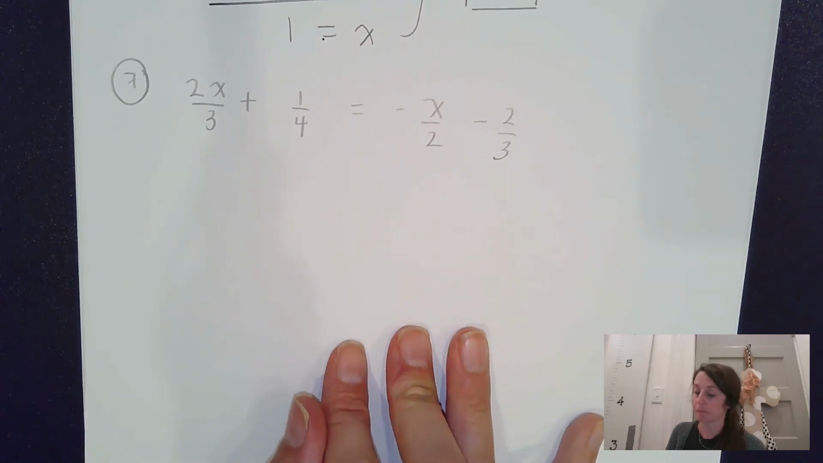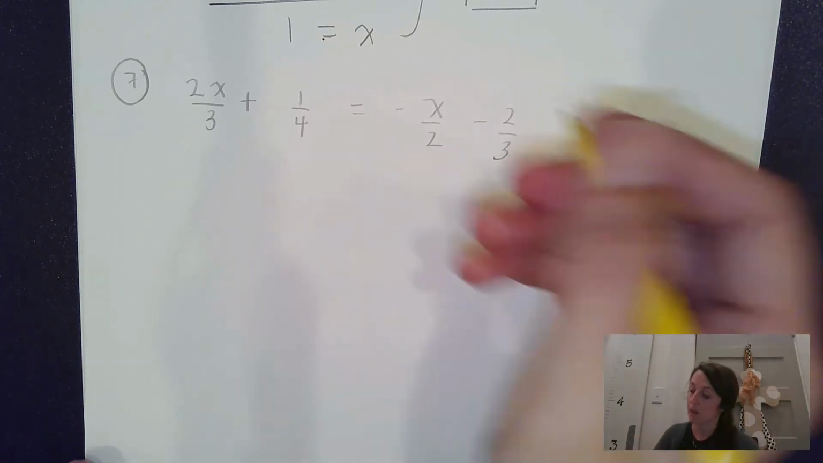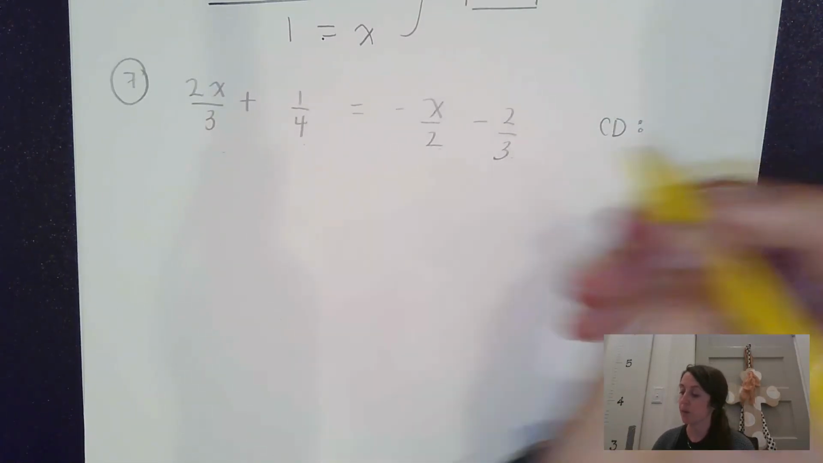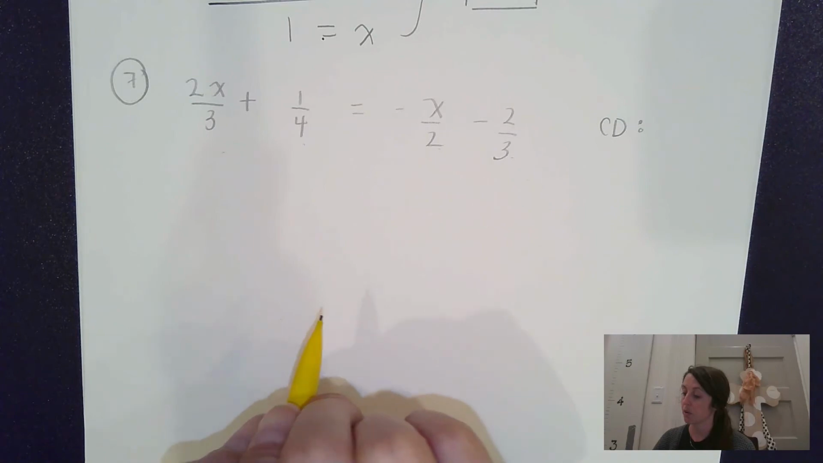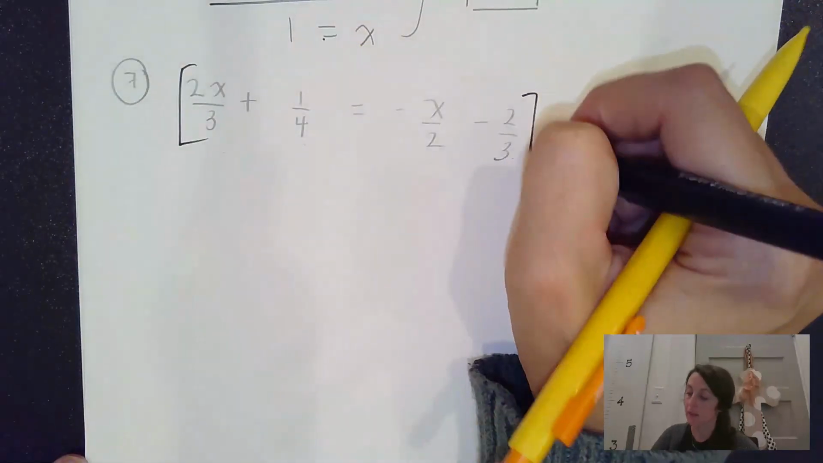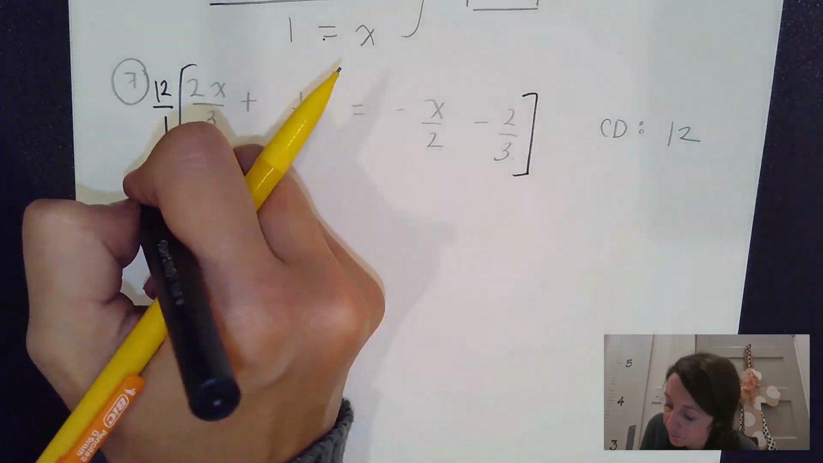Now let's look at this one. So for this one, I've got 2x over 3 plus a 1/4 is equal to a negative x over 2 minus a 2/3. So I need to find the common denominator here in between all of these. So it would be the common denominator between 3 and 4 and 2 and 3. It would be a 12. So I'm going to multiply everything by a 12. So remember, I'm multiplying by 12 over 1.